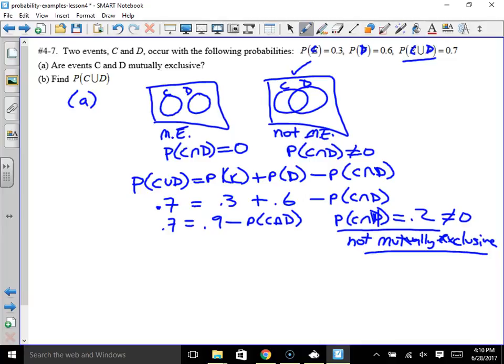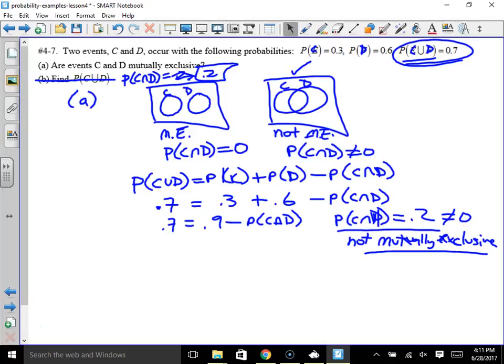And then it said to find the probability of C or D. Well, that doesn't make sense because they gave that to us, right? That would just be 0.7. I think maybe that problem should have said to find the probability of C and D. Let's change it to that. Find the probability of C and D. Well, in the course of finding the answer to the first one, we found that the probability of C and D was 0.2. There is a 20% chance of an overlap.